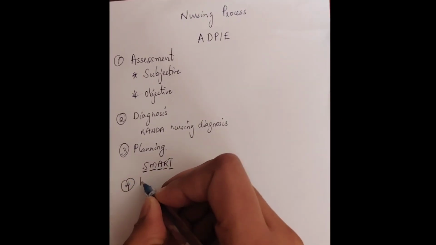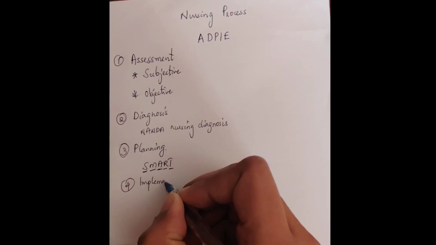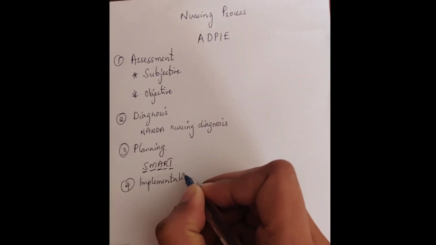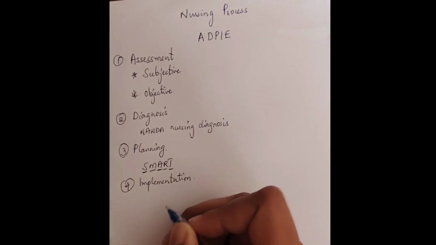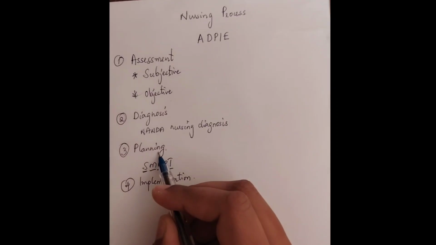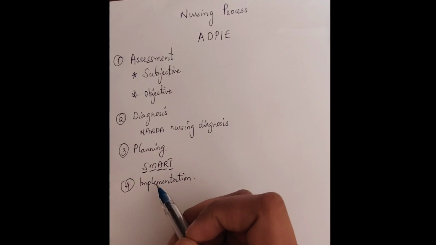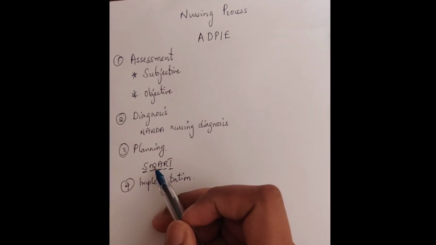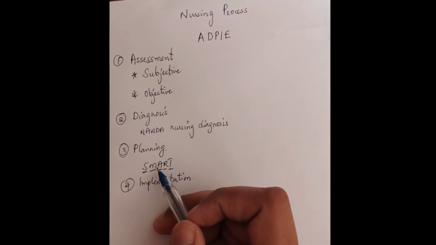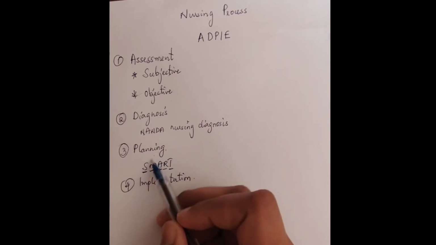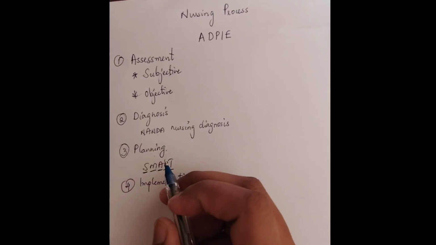And step 4 is implementation. Implementation is where you put your plans into action. Okay, so in this step, what will the nurse do? Here we'll give the medications, we'll perform the procedure that we have mentioned in planning. We can also provide patient education, and also we can assist with daily activities. So here basically all the planning steps you're putting into action.